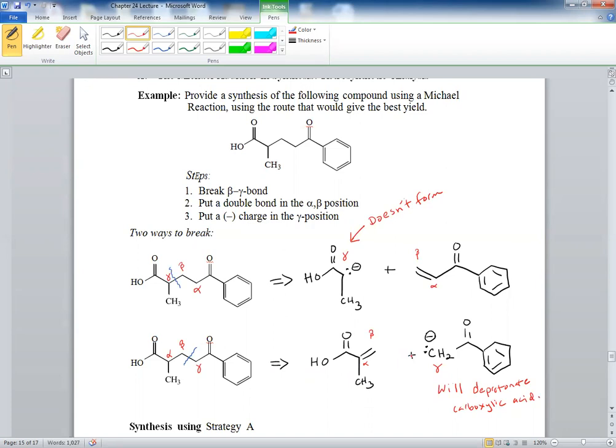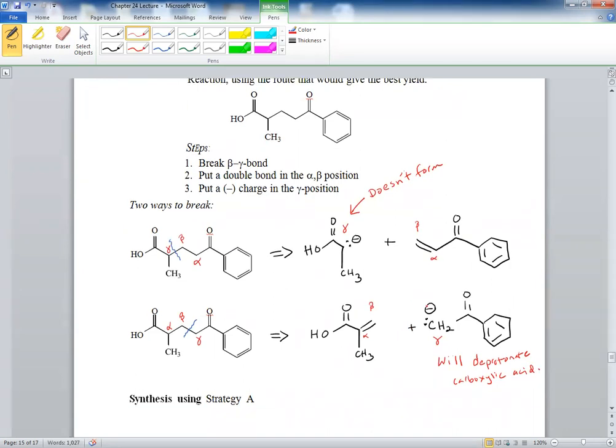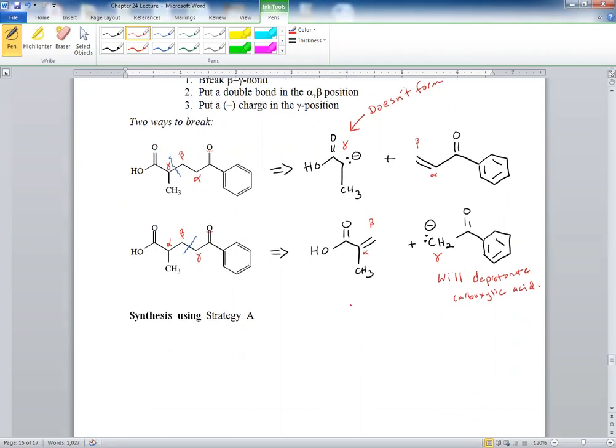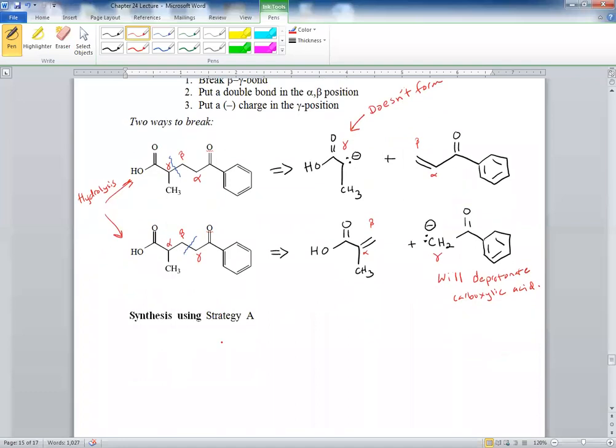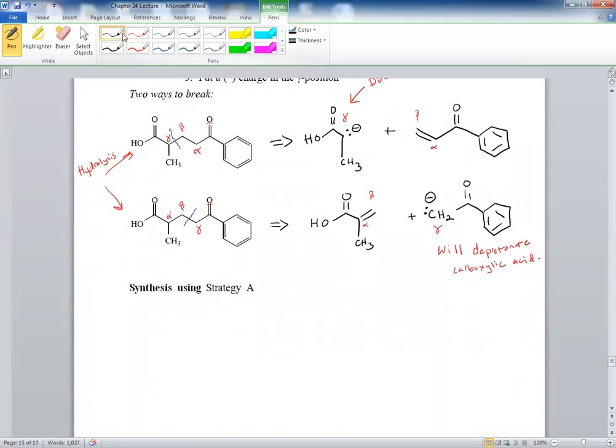So what you have to do is think of how we did this before. Well, remember, we had to use a stabilized enolate. So let's look at what we could be using instead. And then you might say, well, how do we form this OH at the end? Well, you should always remember that this comes from hydrolysis. So this is back to what we did in chapter 23. So let's look at strategy A. Now, I'm only going to do strategy A. There was a strategy B, but I think this one works good enough.